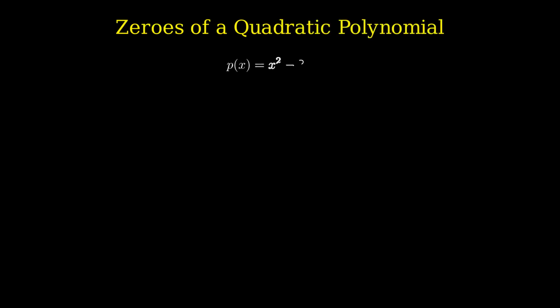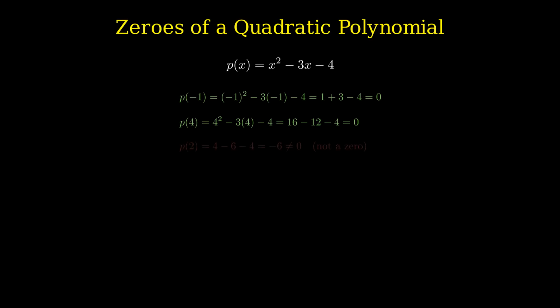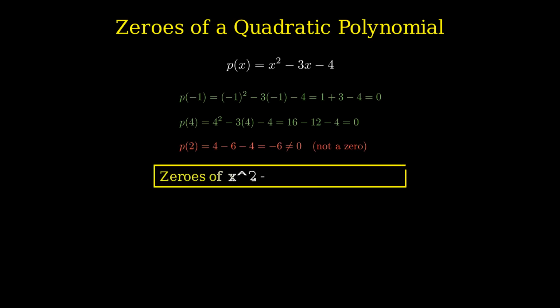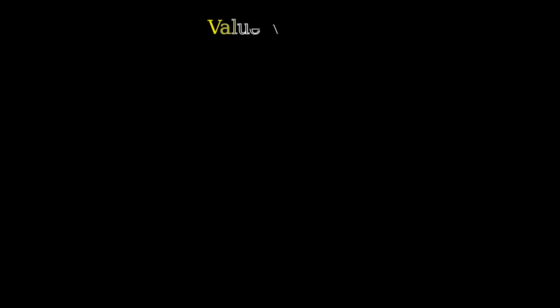Now consider the quadratic polynomial p of x equals x squared minus 3x minus 4. Let us check a few values. P of negative 1 equals 1 plus 3 minus 4, which is 0. So negative 1 is a zero of this polynomial. P of 4 equals 16 minus 12 minus 4, which is also 0. So 4 is another zero. But p of 2 equals 4 minus 6 minus 4, which equals negative 6, not 0. So 2 is not a zero. Therefore the zeros of this quadratic polynomial are negative 1 and 4.